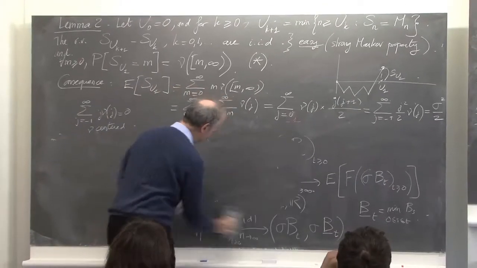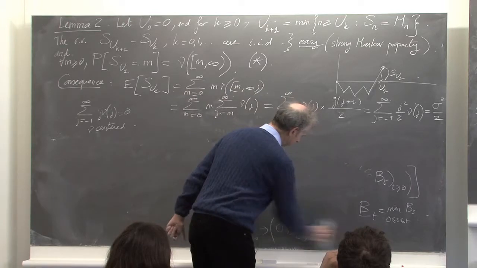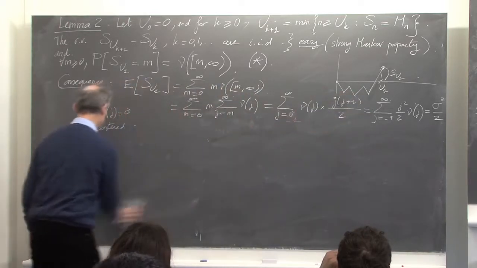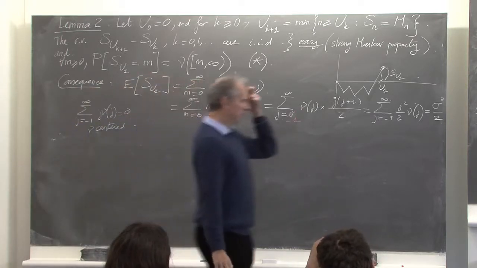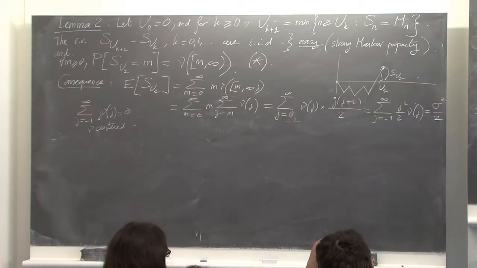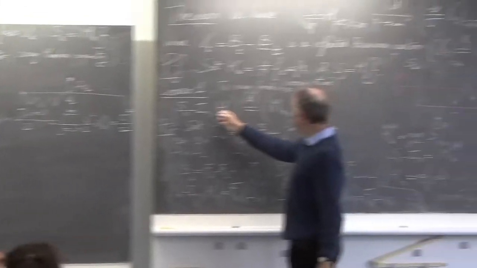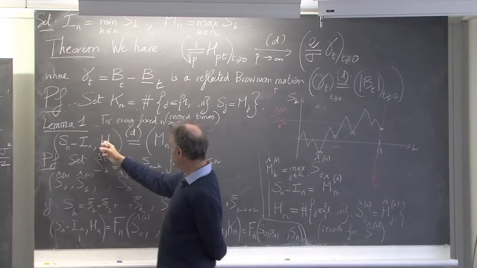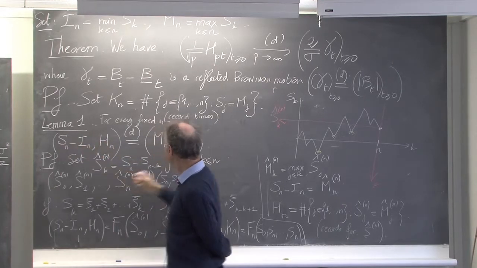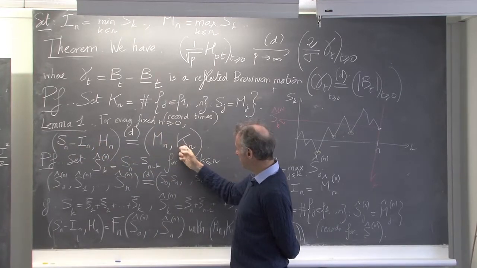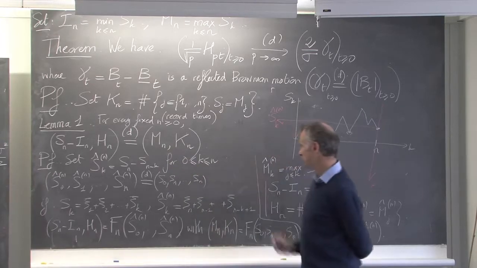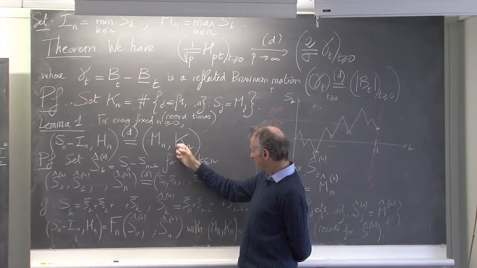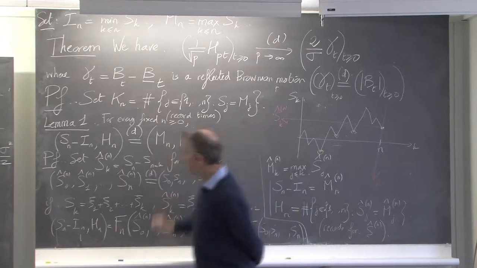So why is this useful? Essentially, remember this lemma. What I'm interested in is this Hn. The relation between Hn and Sn minus In is the same as the relation between Kn and Mn, where you understand the lemma. So I'm going to try to compare Kn to Mn.